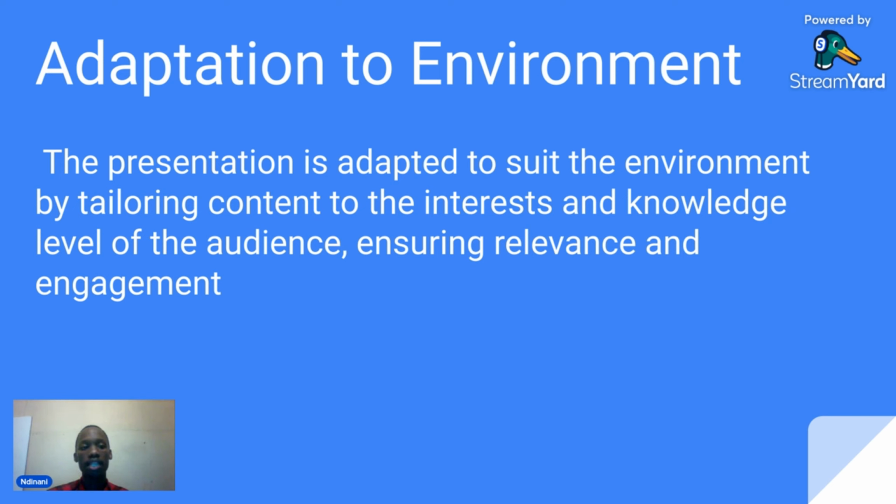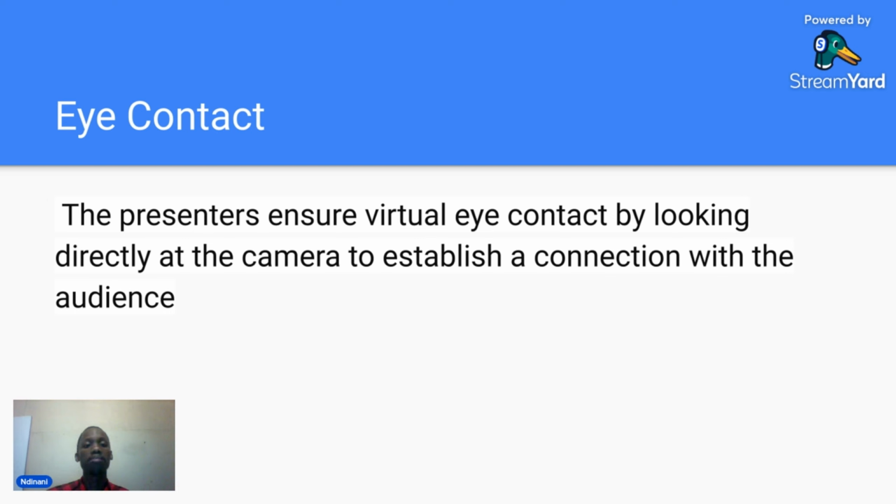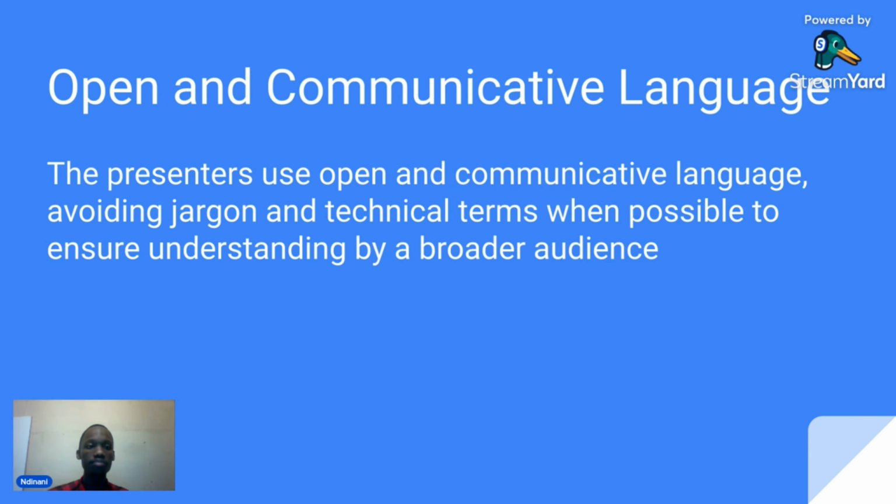Adaptation to environment. The presentation is adapted to suit the environment by tailoring content to the interest and knowledge level of the audience, ensuring the relevance and engagement. Eye contact. The presentation ensures visual eye contact by looking directly at the camera to establish connection with the audience. Open and communicative language. The presenter uses an open and communicative language, avoiding jargon and technical terms while presenting to ensure that there is an understanding for a broader audience.